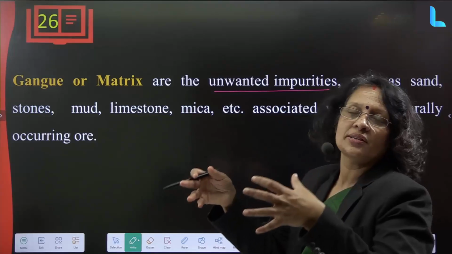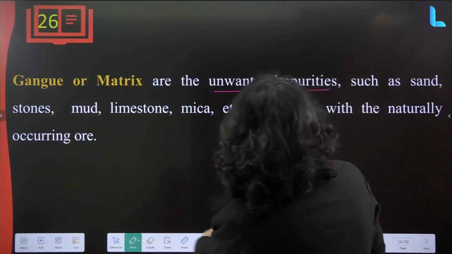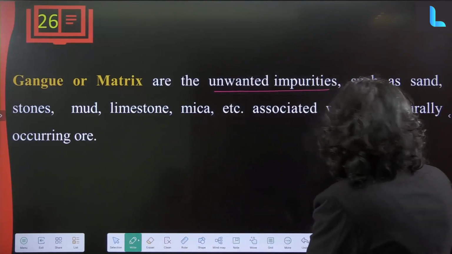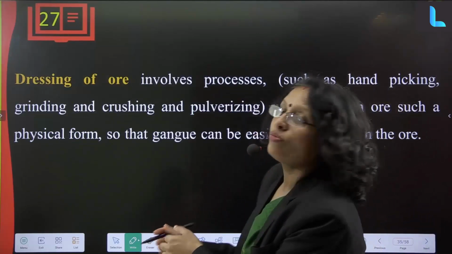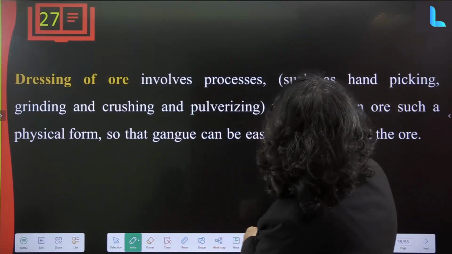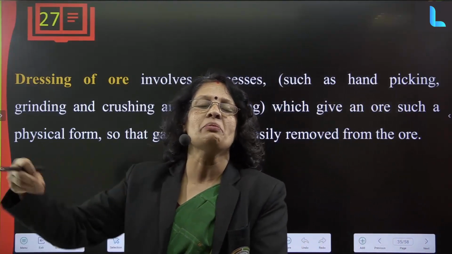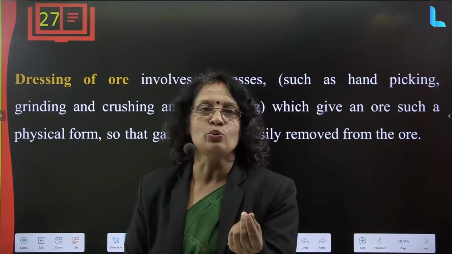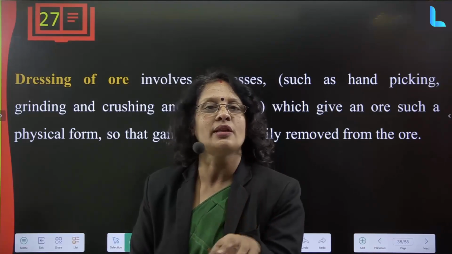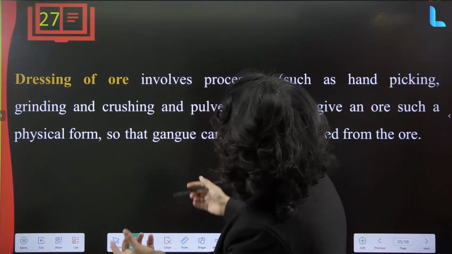Under the earth's crust, when the ore has come out, everything has come out with it, associated with the naturally occurring ore. Then dressing of ore. What is dressing of ore? It involves processes such as hand picking. Sometimes impurities you can just pick by hand. If there are big stone pieces or big dirty pieces, we can remove them. That is called hand picking.